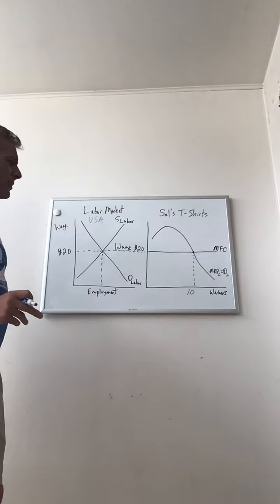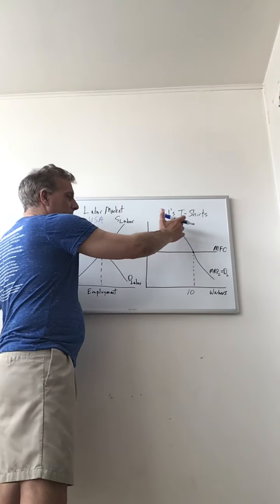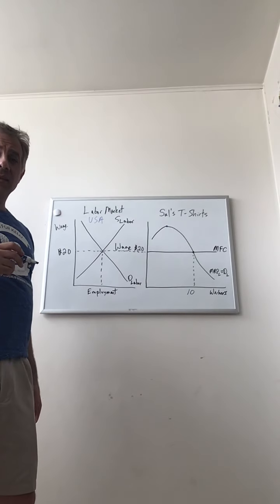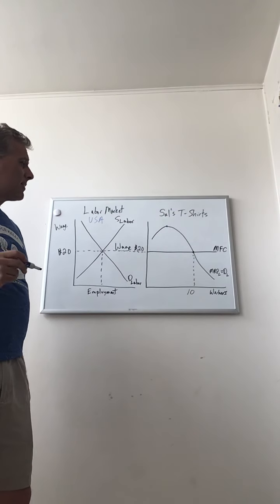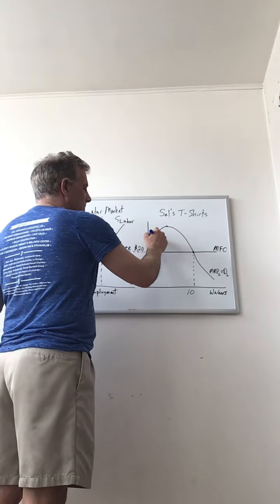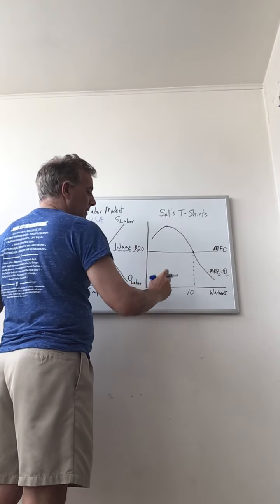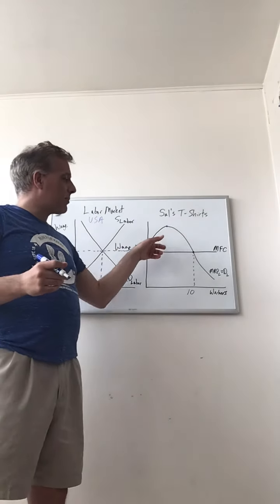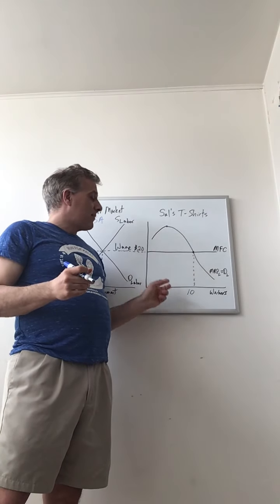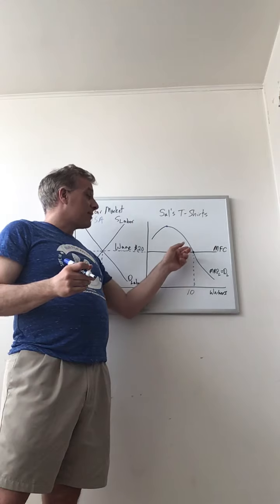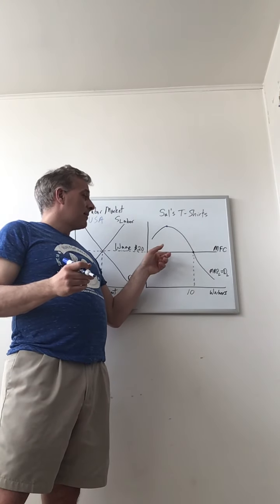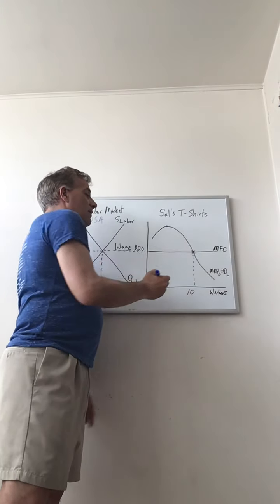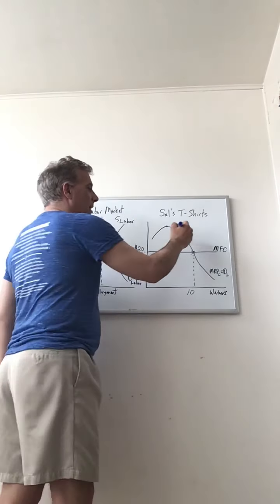And for Sal's t-shirts, here's my curve. Here's my point of diminishing marginal returns for my workers. But each of these workers, going up to the 10th worker, is bringing in some money. The marginal revenue product of the first 10 workers, or the first 9, is greater than the marginal factor cost. And then here, again, MRP equals MFC.